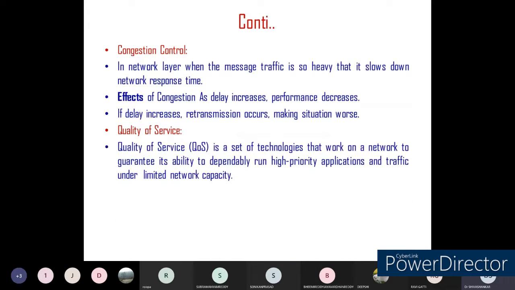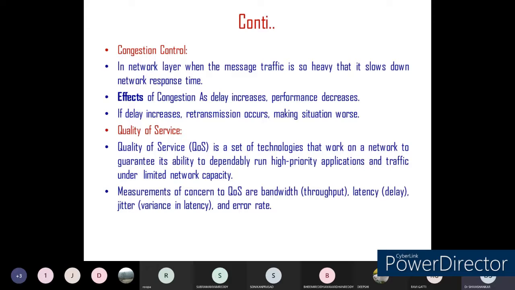Fourth important topic is quality of service, right? In the network layer, quality of service is also very important. So how to provide good quality of service? Bandwidth is one important concept of quality of service. Then a good security system is also quality of service. So what is quality of service? It is a set of technologies that work on a network to guarantee its ability to dependably run high priority applications and traffic under limited network capacity.